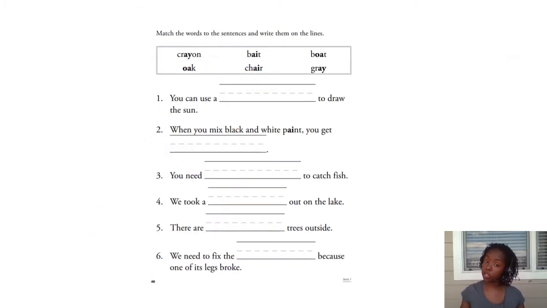Now, scholars, it is a front and a back. We have another word box. Make sure you turn over. In the word box, we have these words. First word is crayon. Next word is oak. Next word is bait. Next word is chair. Next word is boat. Next word is gray.